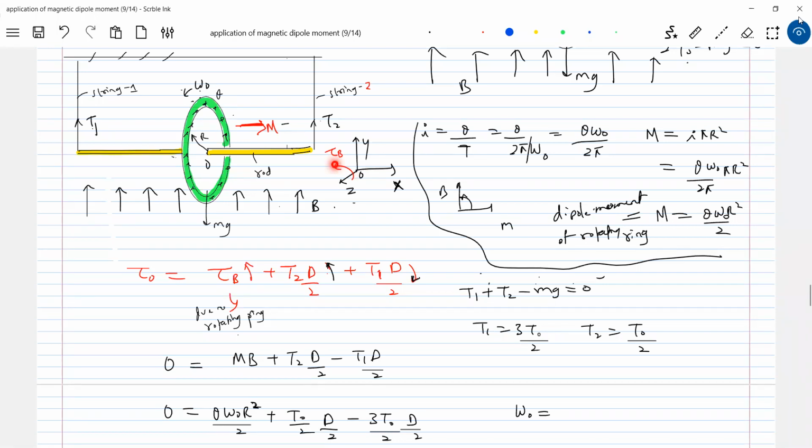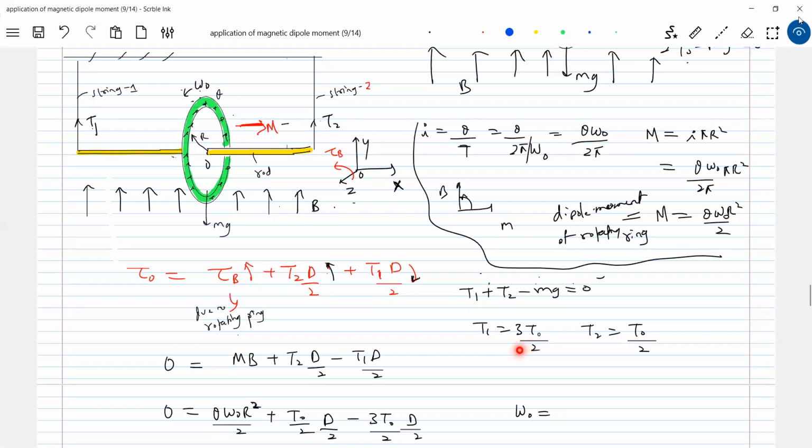So definitely what will happen? Here the tension in the strings will get altered. The torque due to dipole moment and the torque due to tension in string 2 should be balanced by the torque due to tension in string 1. So definitely tension T2 will decrease and T1 will increase. Therefore I should assume T1 as 3T naught by 2. Is it okay now?